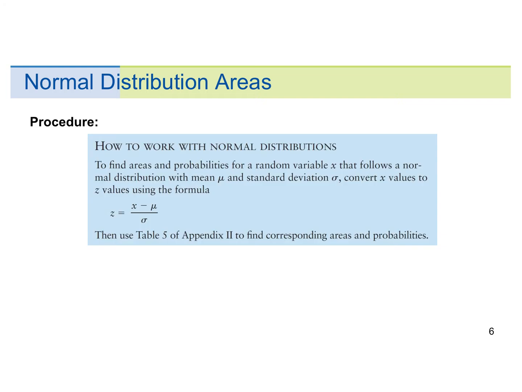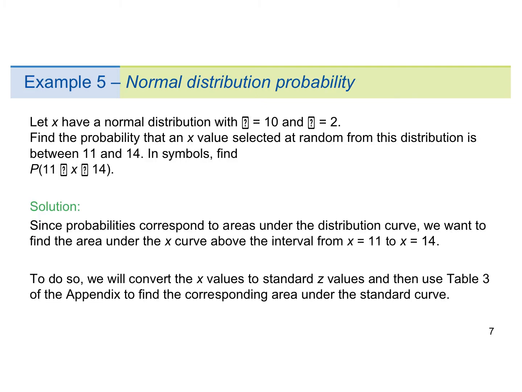Just a reminder, this is the formula that we're going to be using. We used it in 7.2 as well, but it's going to be more prevalent in 7.3 to find a z-score. So in this first example, let x have a normal distribution with a mean of 10 and a standard deviation of 2. We want you to find the probability that an x value selected at random from this distribution is between 11 and 14. So the probability that my value of x is in between 11 and 14.